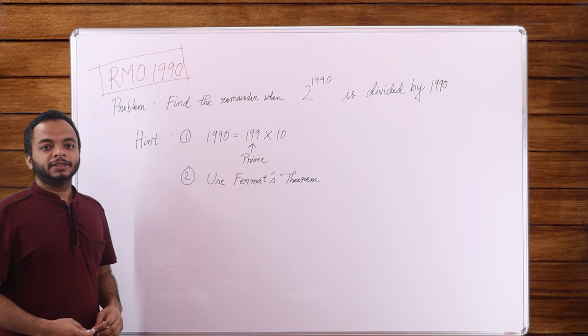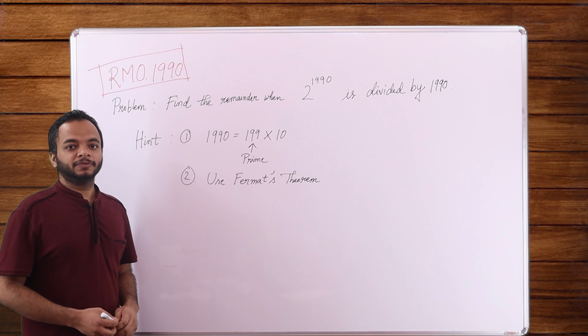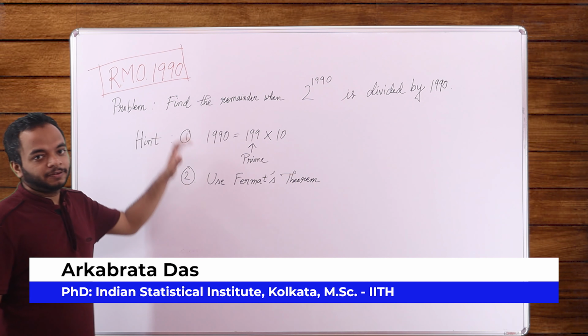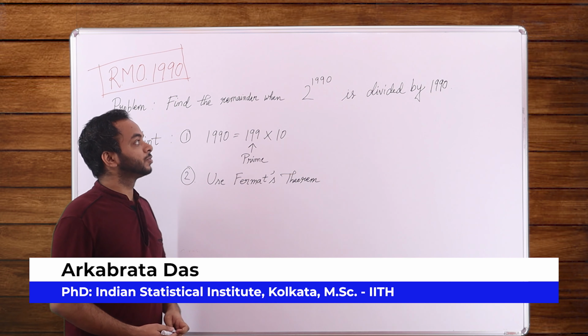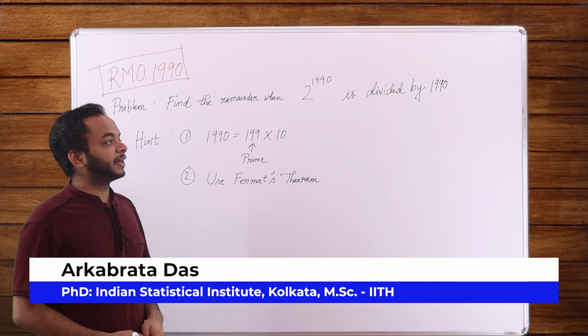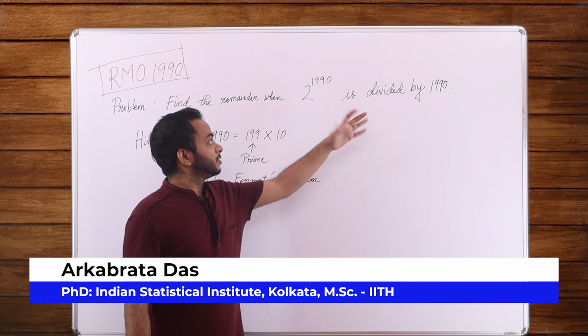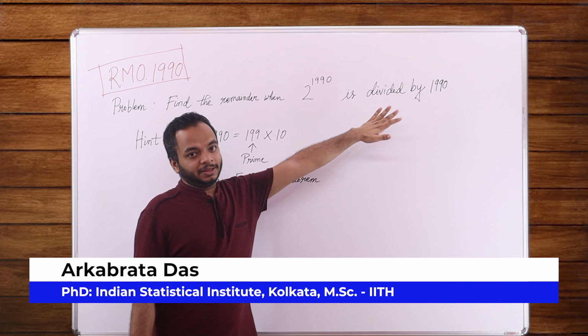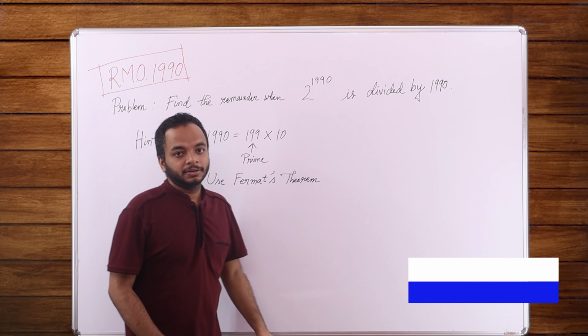Hello everyone. In this video we are going to discuss a problem which came in RMO 1990. The problem says: find the remainder when 2 to the power 1990 is divided by 1990. So you see that the same number which is in the power, we have to divide by that same number and find out the remainder.